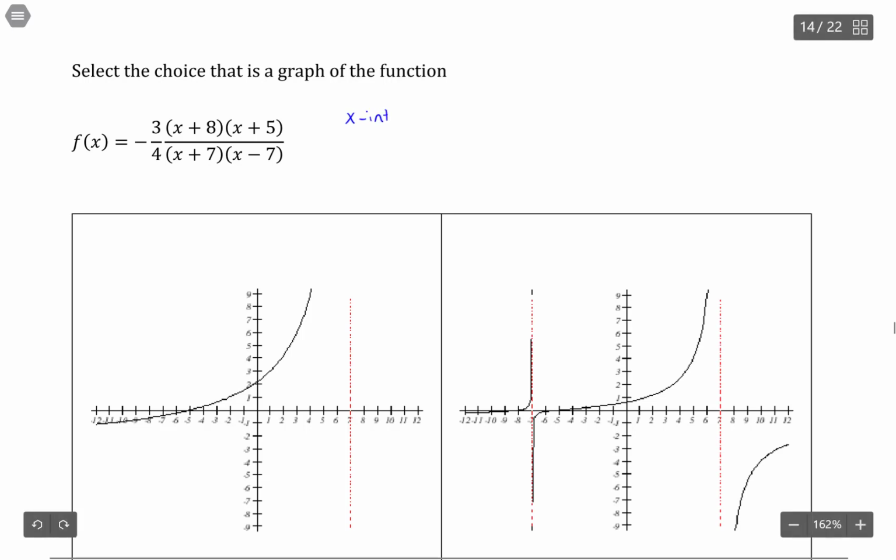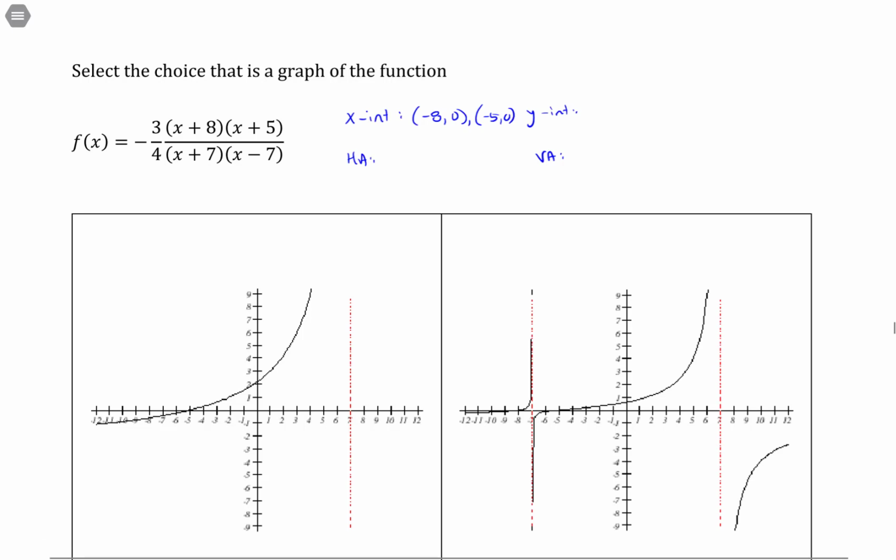So for instance, the four most important are x-intercepts, y-intercepts, horizontal asymptotes, and vertical asymptotes. Alright, so identifying those in this case. X-intercepts occur whenever the numerator is 0. So that would be, in this case, at (-8, 0) and (-5, 0). So just taking each of the factors in the numerator, setting them to 0, and solving.